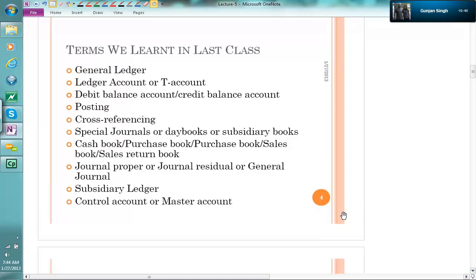So let's have a look at the terms we learnt in the last class. General ledger, ledger account, debit balance account, credit balance account, posting, cross-referencing, special journals, day books or subsidiary books, cash book, purchase book, purchase return book, then sales book, sales return book, journal proper or general journal. So these are the three names for the same book. Then subsidiary ledger, and then we talked about control account or master account. Okay, so these were the terms which we dealt with in the last class.